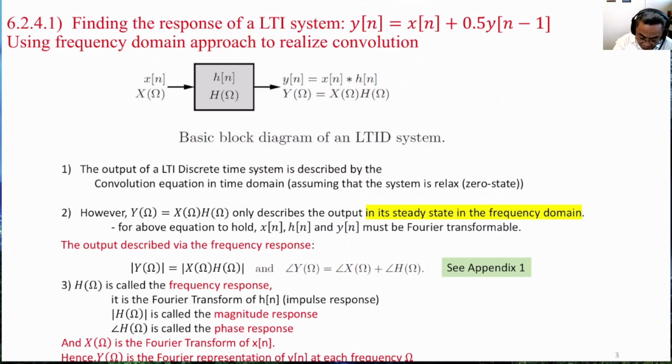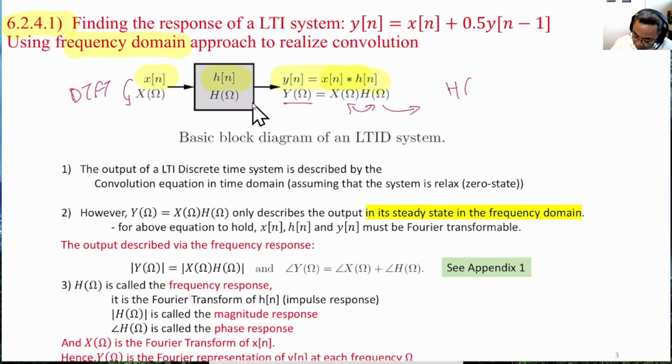This is 6.2.4.1. We are going to use the frequency domain approach to realize convolution. So basically, we have x of n, our signal coming into an LTI, linear time invariant system, with impulse response h of n, and of course the output is described by the convolution of x of n with the impulse response. In the frequency domain, we basically perform DTFT to get X of omega, and Y of omega is simply the multiplication of X of omega and H of omega.